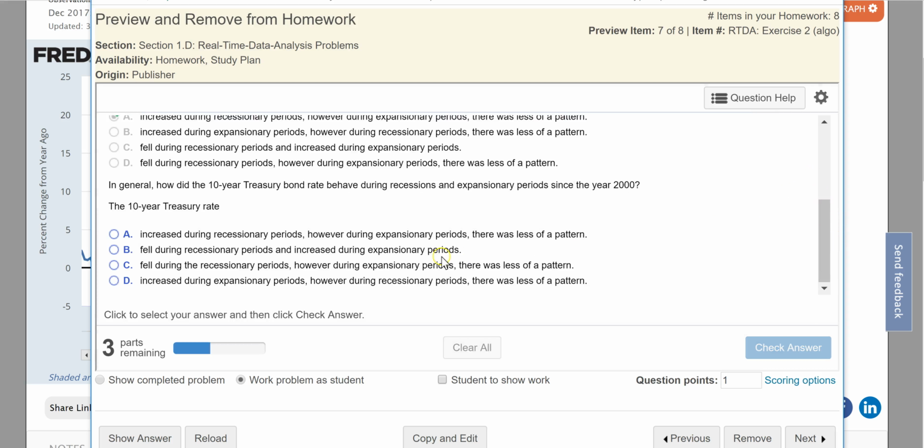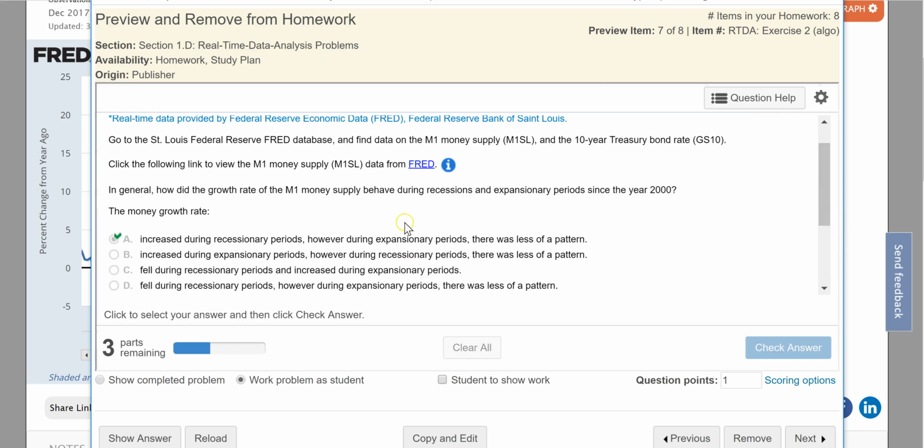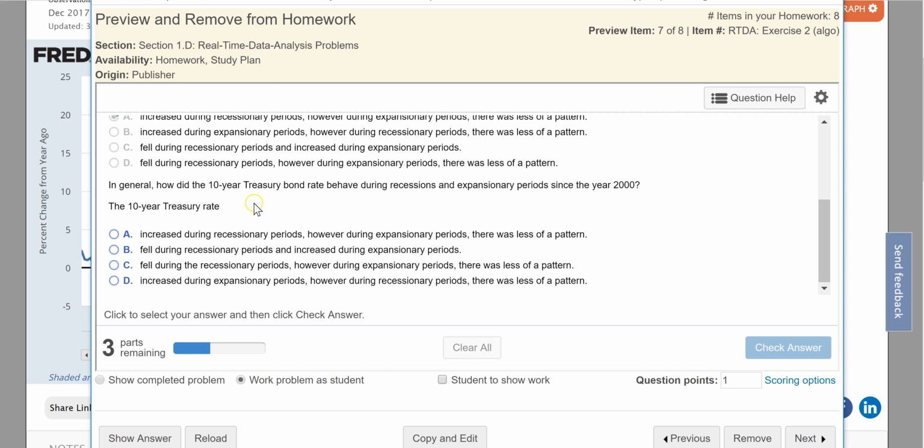Now let's continue. The second part of this question is asking, in general, how did the 10-year Treasury bond rate behave during the recessions and expansionary periods since the year 2000?